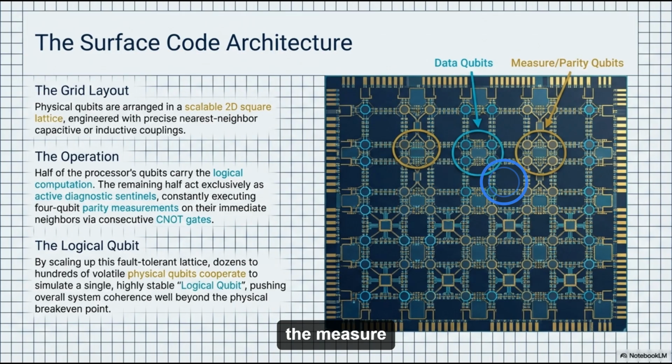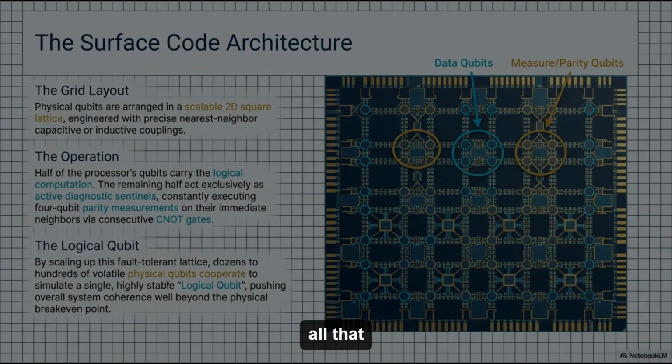Are the measure qubits just sitting there? No, they're constantly working. Each one performs a 4-qubit parity check on its neighbors via CNOT gates, non-stop. And out of all that activity, you get a single logical qubit. Dozens or hundreds of noisy physical qubits cooperating to simulate one very stable one, and as the grid grows, the error rate goes down. That's the whole point of fault tolerance.